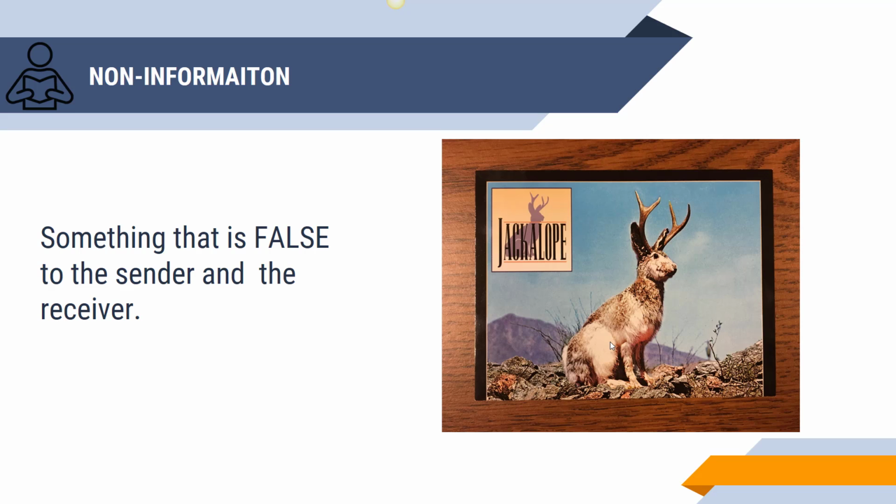Non-information is an obvious lie that both the sender and receiver recognize as false. Comedians often produce a lot of laughs by sharing non-information that everyone knows is false. Many jokes fall under this category, including the infamous jackalope of the western United States. It is a cross between a jackrabbit and an antelope. If you see one around, be sure to take a picture and let me know.